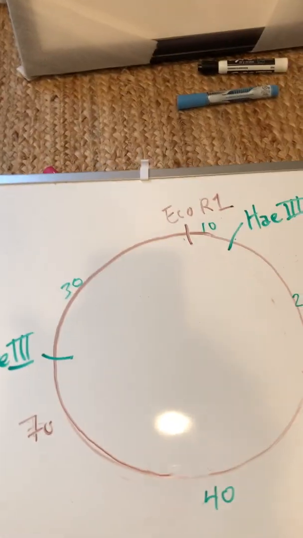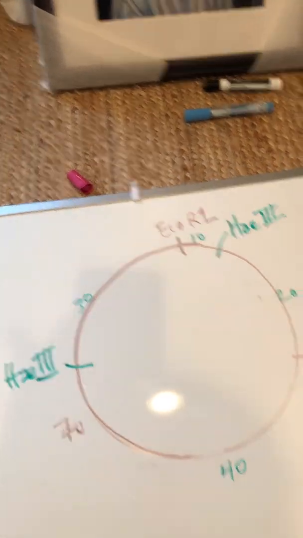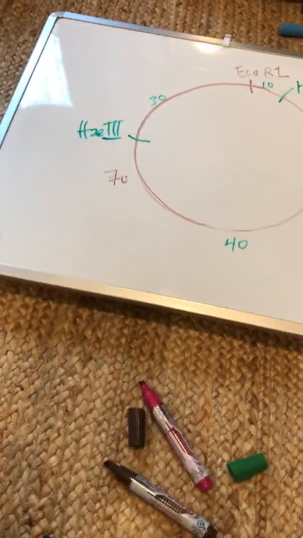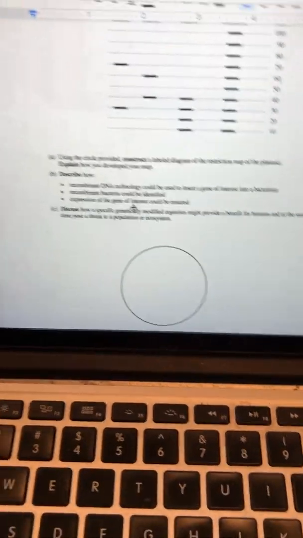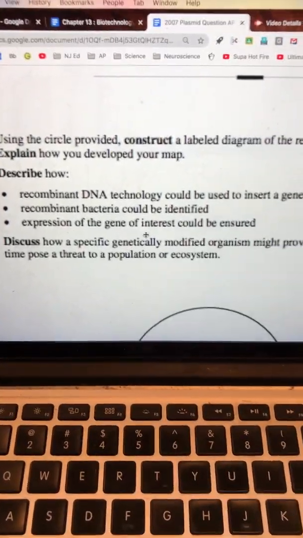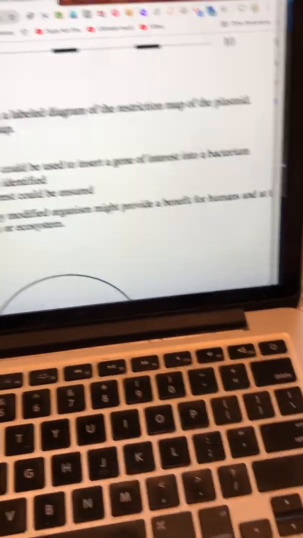But again, I don't care about you getting that right yourself because it's from an outdated exam. It's more that you're following me through so that I can check my answer against this and it makes sense. This was a really hard question. It says here in B, describe how recombinant DNA technology could be used to insert a gene of interest into a bacterium.